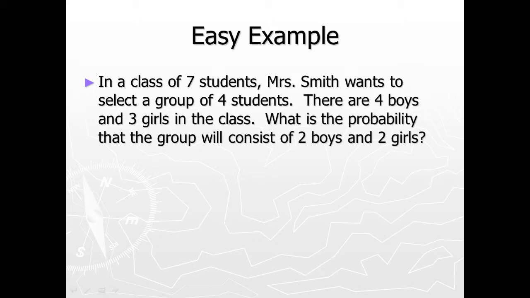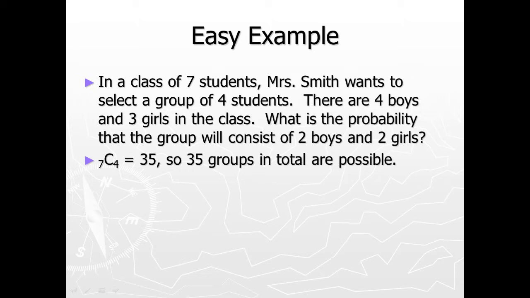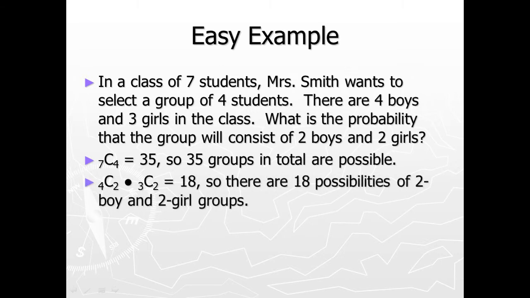The first thing I need to do is find the total number of groups. I'll do that by doing 7 choose 4, which is 35. That means 35 groups in total are possible. The groups that consist of 2 boys and 2 girls would be 4C2 times 3C2, which is 18. That means there are 18 possible groups of 2 boys and 2 girls. Creating the probability now, I take the number of 2 boy and 2 girl groups over the total number of groups possible. 18 out of 35 is my probability.